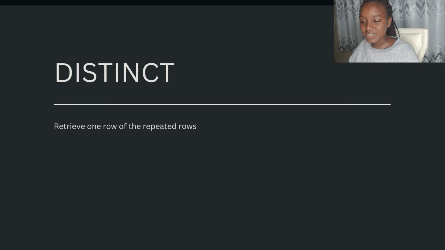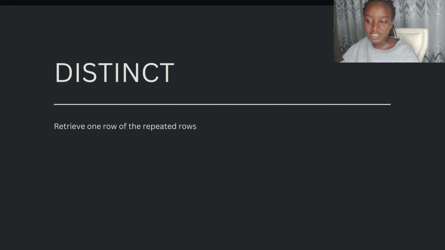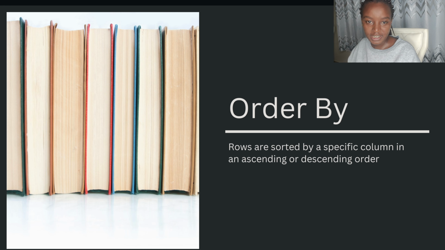Coming closely is distinct. So distinct is now trying to dedupe and give you only the unique rows. So that's an extra step, and that's why it comes after select. So select, and then after that distinct, because you want all the values first, and then after that you want to deduplicate them. So the last one, no, actually not the last one.